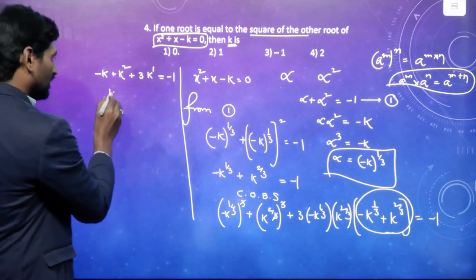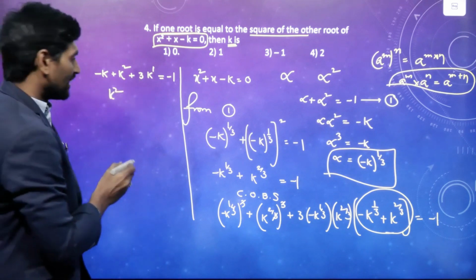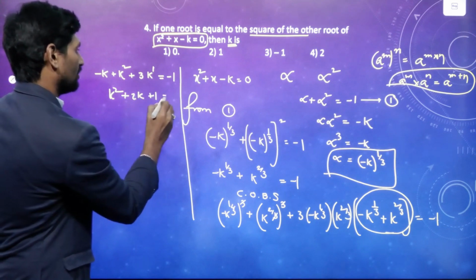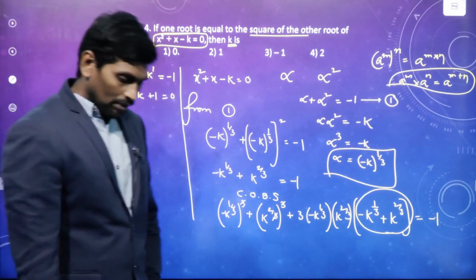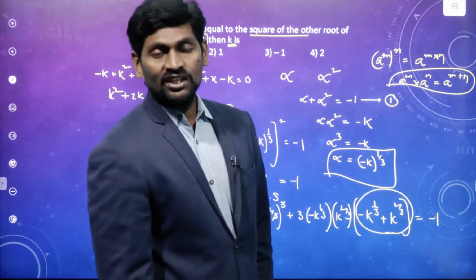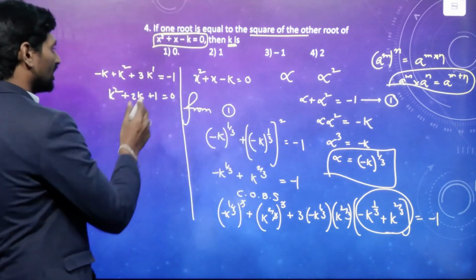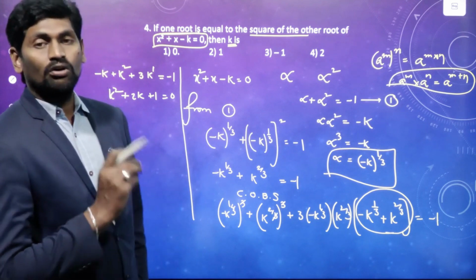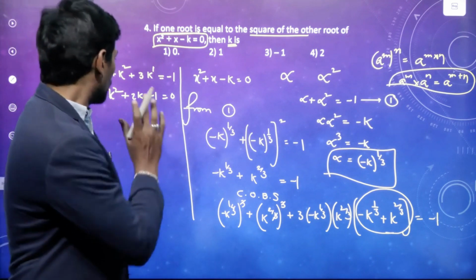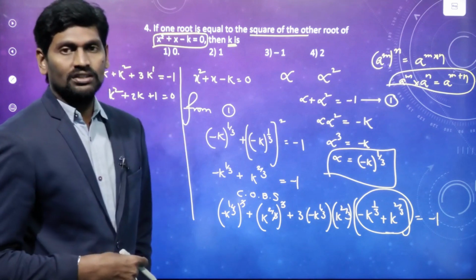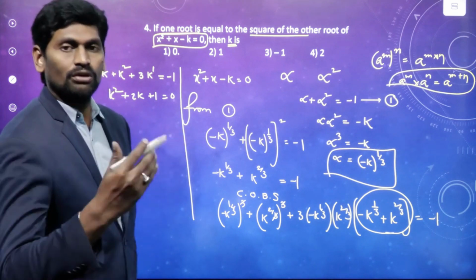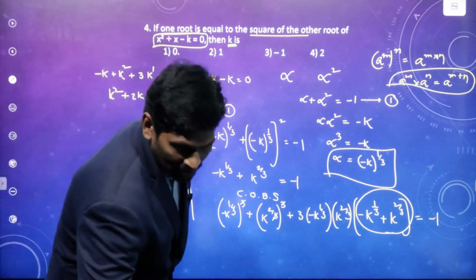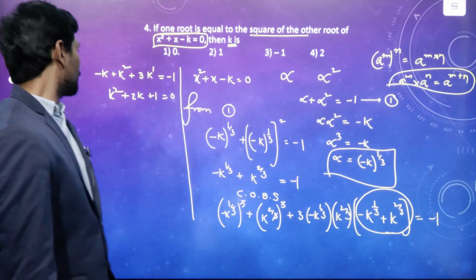Now see, k square minus k plus 3k is plus 2k. Minus 1 transposed to this side, plus 1 equal to 0. Now it is in the form of a quadratic equation again. What is the quadratic equation? ax square plus bx plus c. Now we need to find the roots of the quadratic equation using the formula: minus b plus or minus square root of b square minus 4ac, by 2a. The same formula we need to apply.